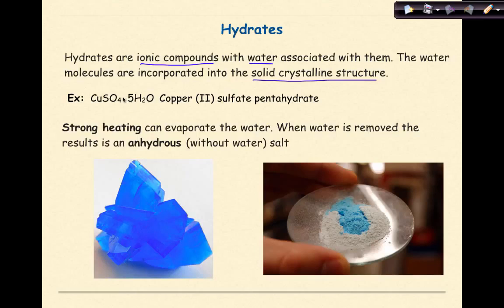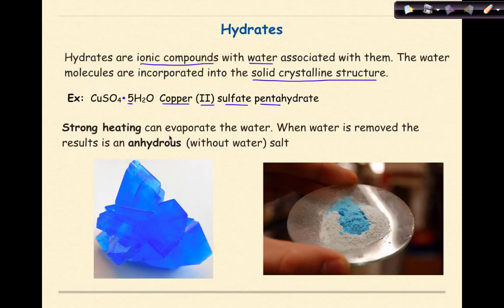CuSO4·5H2O, which is otherwise known as copper(II) sulfate pentahydrate. Now the penta comes from the 5 in front of the H2O. That's how we get pentahydrate: 5 water molecules for every 1 formula unit of copper(II) sulfate.